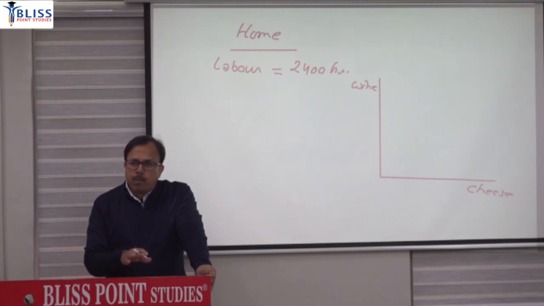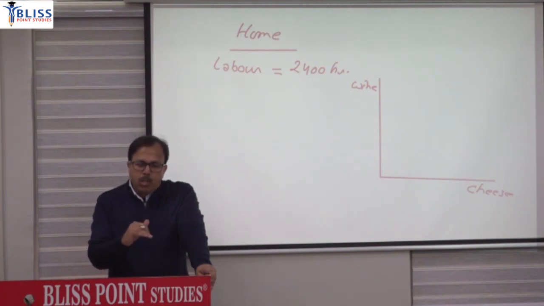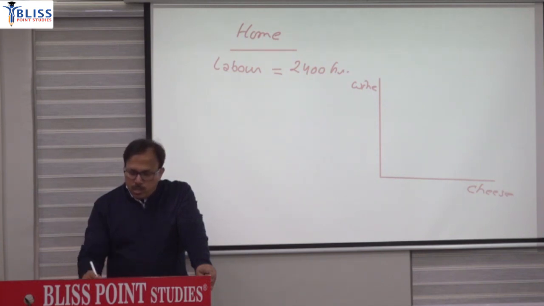2400 hours of labor available hai. In that 2400 hours of labor, how much quantity of cheese can be produced? That depends upon what? 2400 hour labor available है इकोनॉमी के पास, तो कितने क्वांटिटी चीज़ की बना सकते हैं? That will depend upon the productivity of labor, कि एक यूनिट को प्रोड्यूस करने में कितना टाइम लग रहा है, या in 1 hour you can produce how many quantity. That depends upon that. So now just see what is written here.